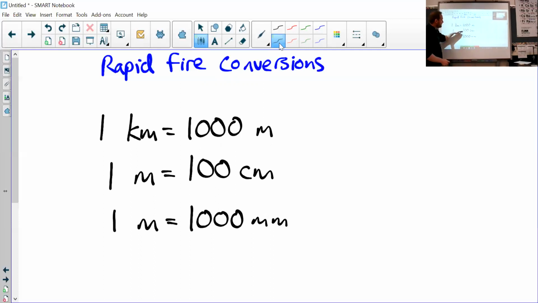And because of these bottom two, you should be able to combine them. Well, what's the relationship between centi and milli? Well, a centimeter is 10 times bigger than a millimeter. So you should be able to tell me that 1 centimeter equals 10 millimeters. Okay. So these are the 4 rapid fire conversions that you should be expected to work out in problems, because these will come up.